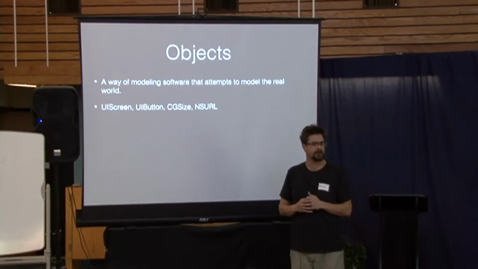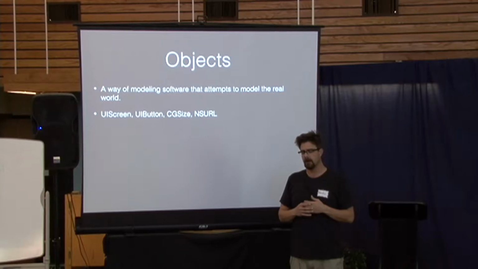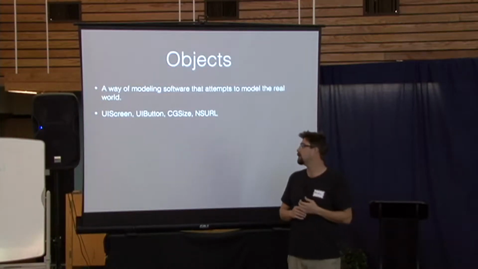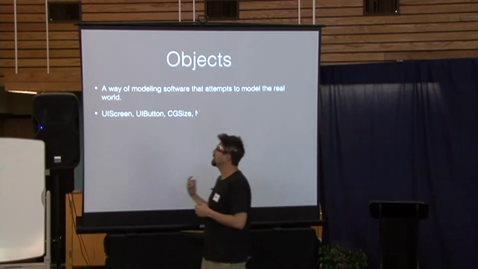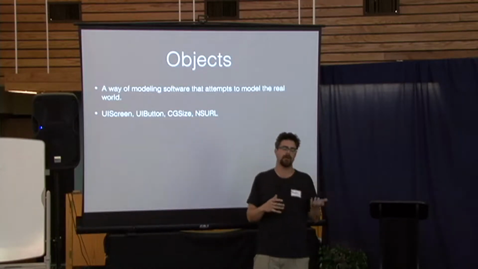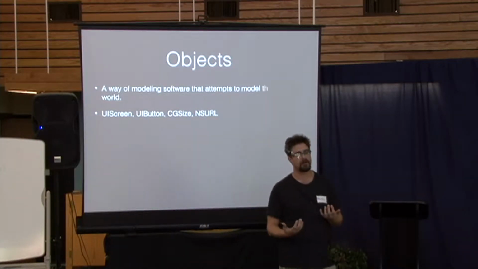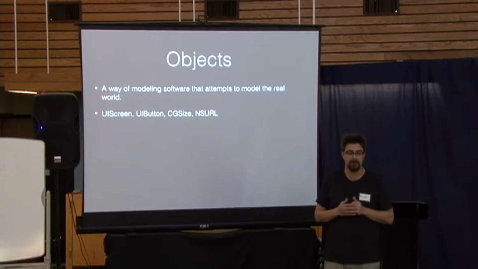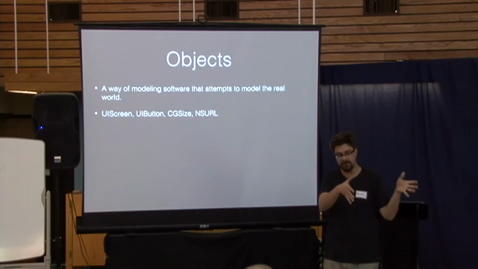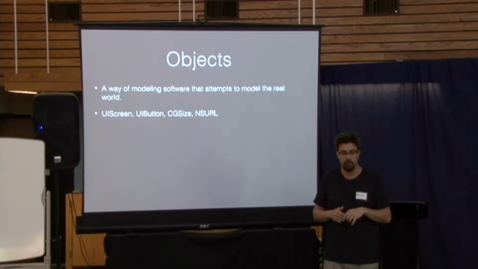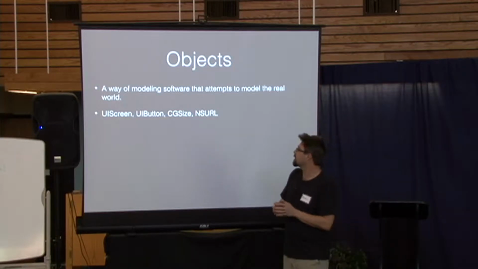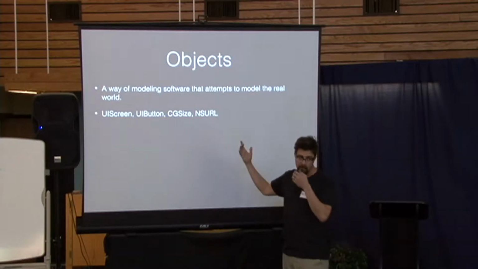Most of the time when we communicate the size of a thing, we use something called CG size, which holds both the width and the height. So CG size is designed to describe the size of things that have widths and heights, most usually rectangles. There are very few non-rectangular things in standard graphics town. You normally end up putting them inside a rectangle anyway. And then the last one is an NSURL.